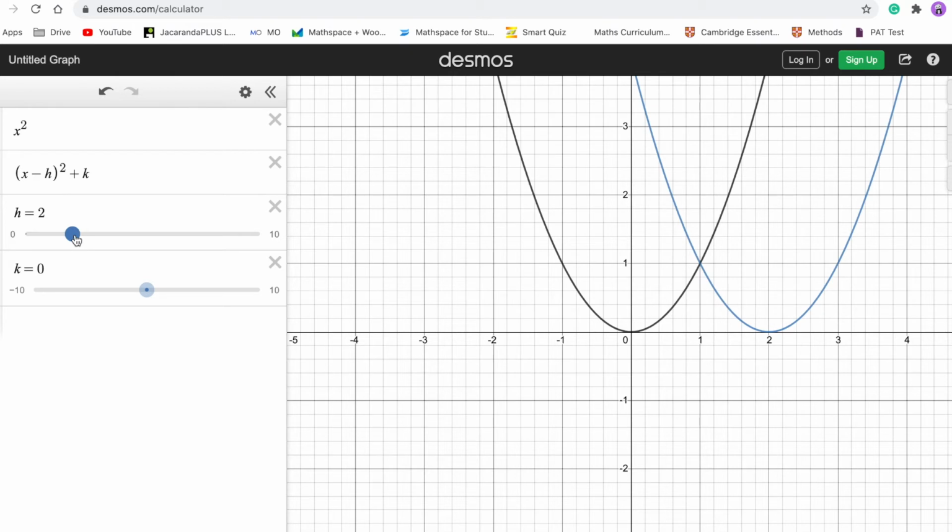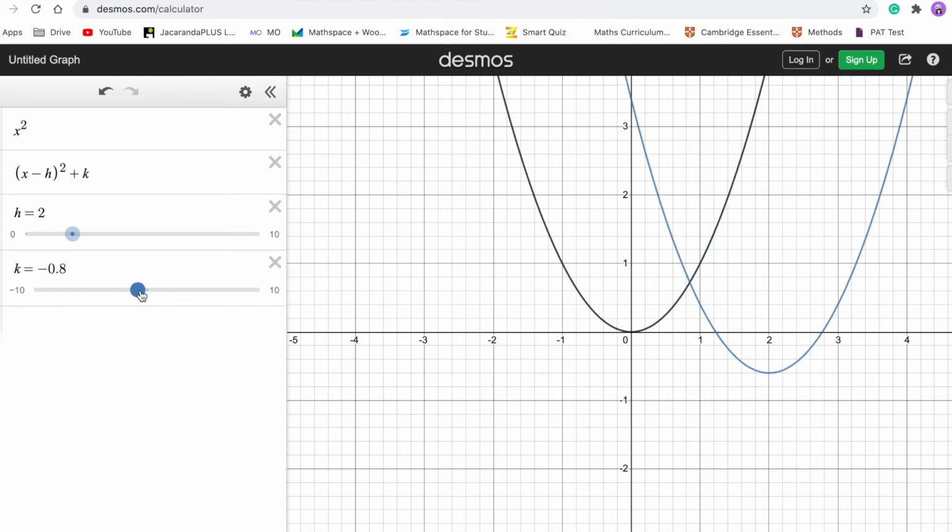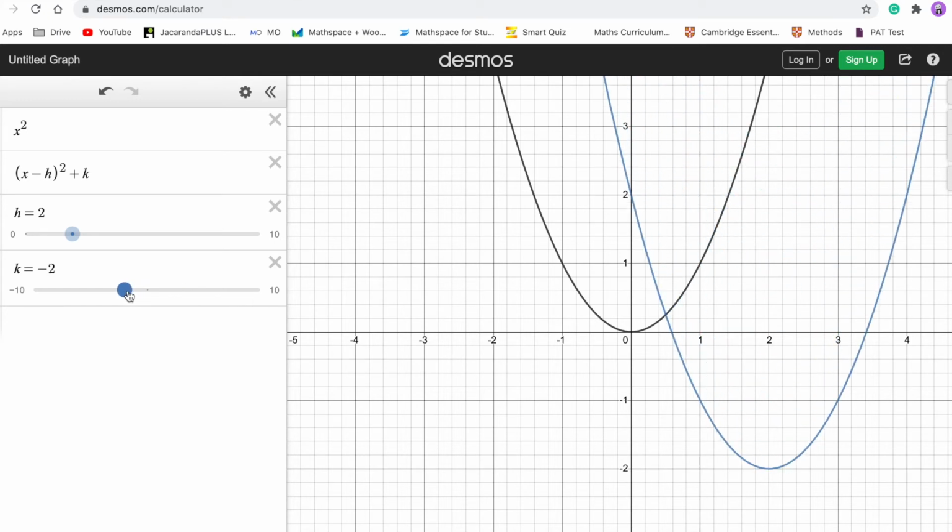Good. Now, question. The k I have here goes from negative 10 to positive 10, and I'm in the middle, at 0, okay? So if the k is positive, my parabola is going to translate upwards or downwards? Hopefully you're saying upwards. So yes, you're right. If I move it, there we go, it's moving upwards. As I start decreasing it, it's going to move downwards. Beautiful.